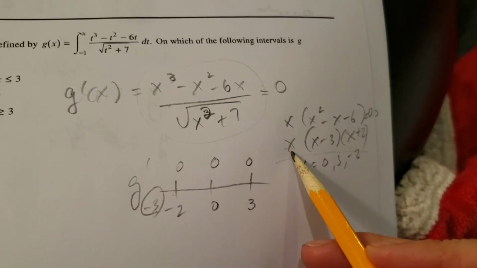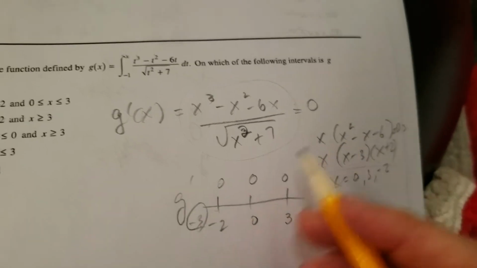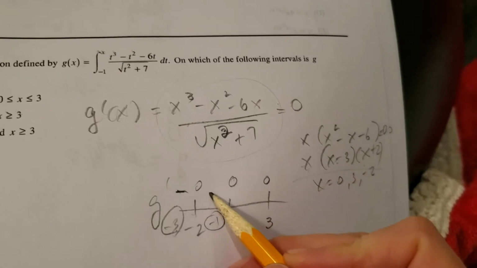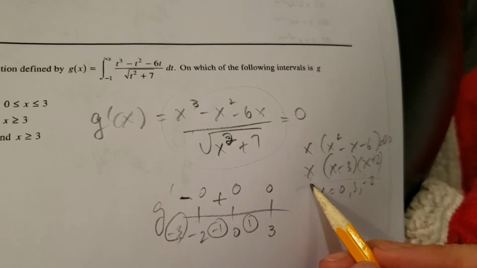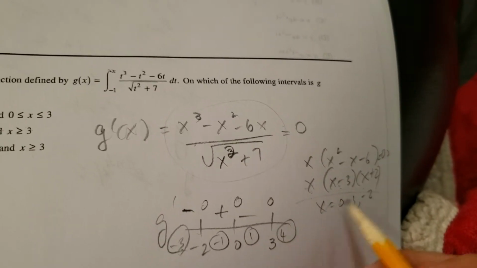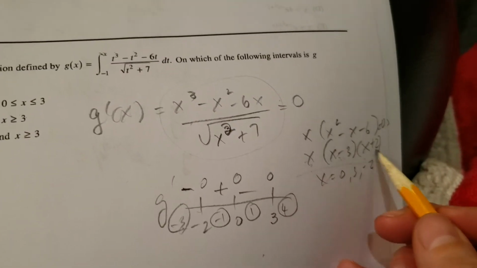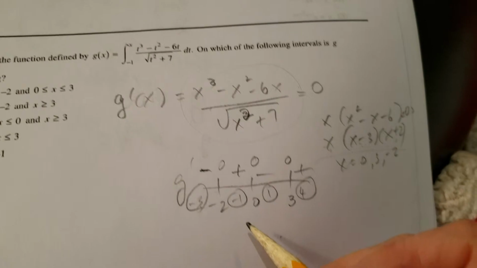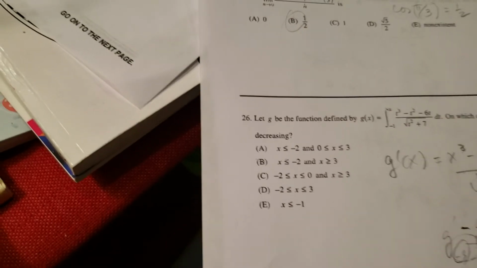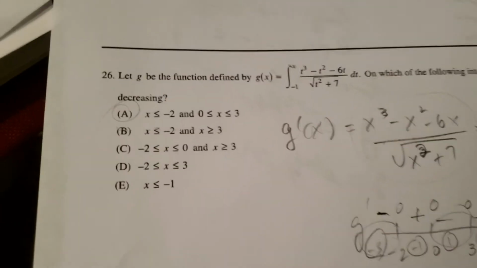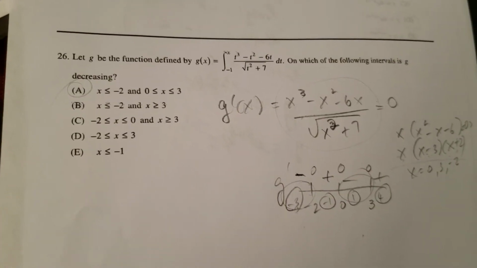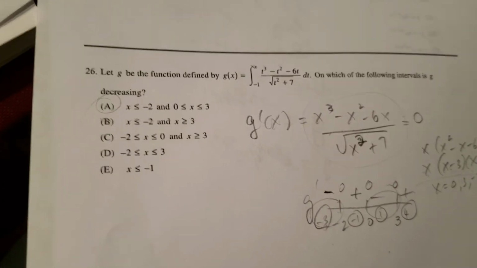If I plug in negative 3, I'm going to get negative, negative, negative, that's negative. If I plug in negative 1, I'm going to get negative, negative, positive. If I plug in a 1, I get positive, negative, positive, which is negative. Plug in 4, positive, positive, positive. But I'm looking for g of x decreasing, so I'm looking at this interval and that interval, less than negative 2 and between 0 and 3. Looks like A. They're including the 2 and the 3 and the 0, and I'm not entirely sure why. I wouldn't, because at those x values, the derivative is clearly 0.